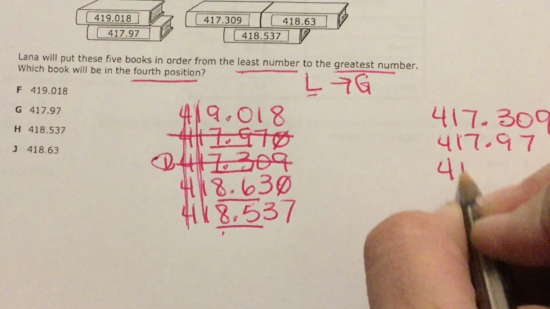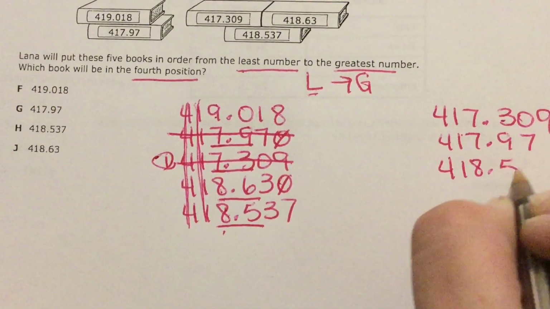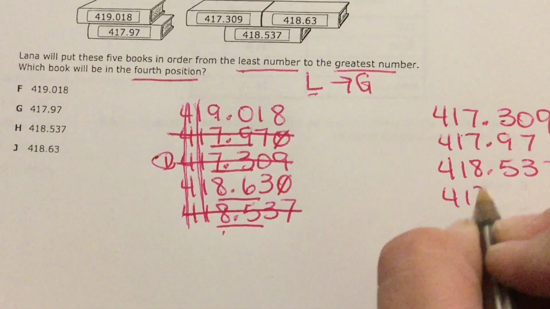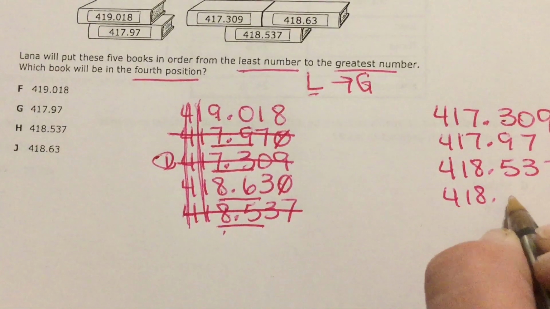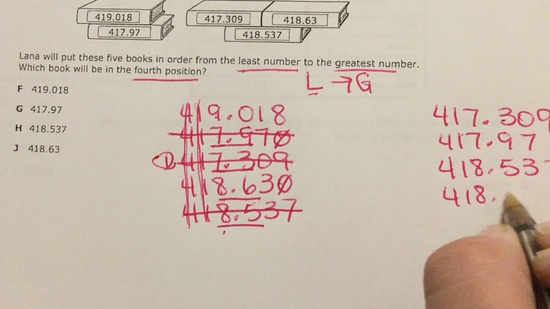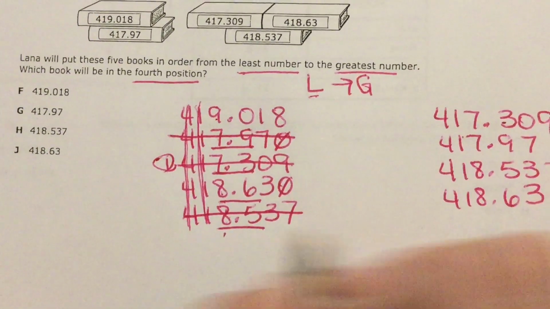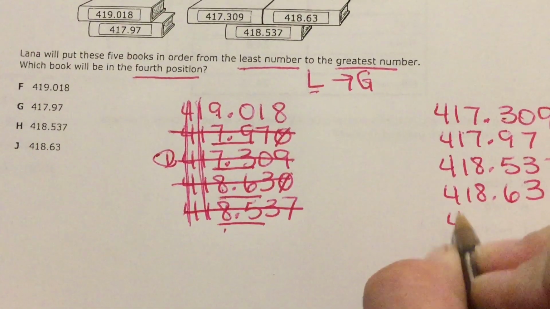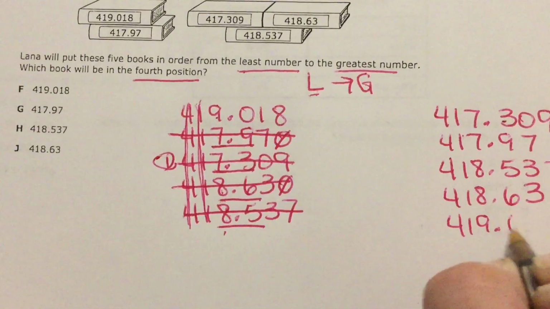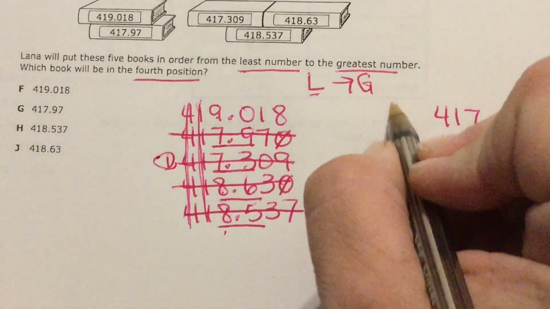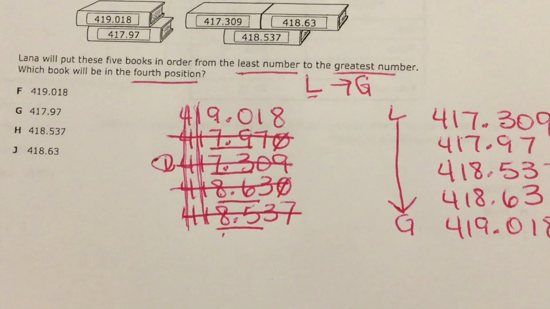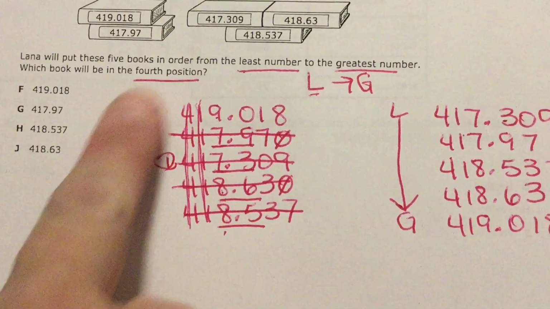Okay, so 418.537. And then 418.63, because that 0 was added. And that means 419.018 is in the fifth. So we went from least to greatest. And the question says, which book was in the fourth position?